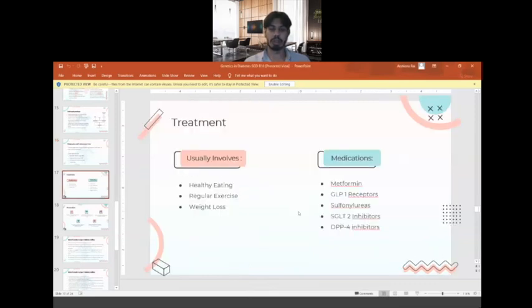The treatment for type 2 diabetes involves pharmacological methods as well as non-pharmacological methods. The non-pharmacological methods usually involve healthy eating, such as having a proper diet, regular exercises, which include swimming, walking, aerobic, and running, and also weight loss. The pharmacological ways include medications such as metformin, GLP-1 receptor agonists, sulfonylureas, SGLT2 inhibitors, and also DPP4 inhibitors.